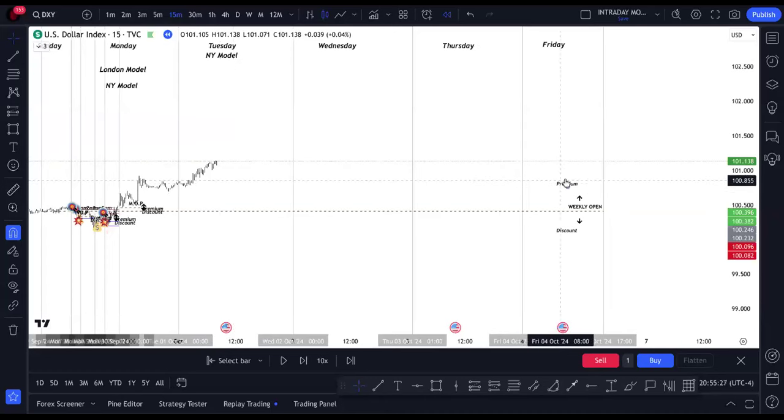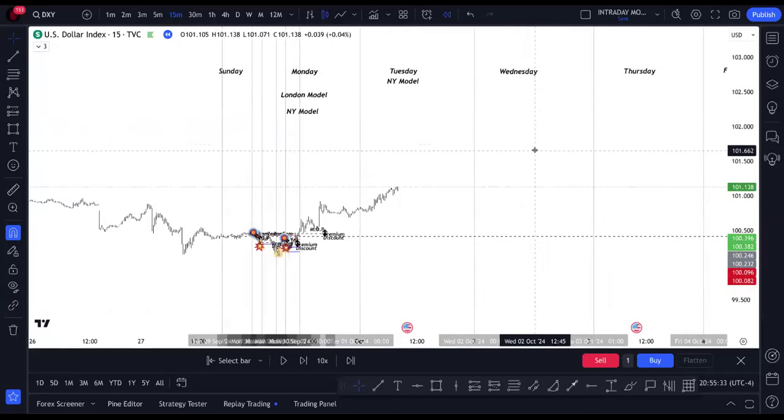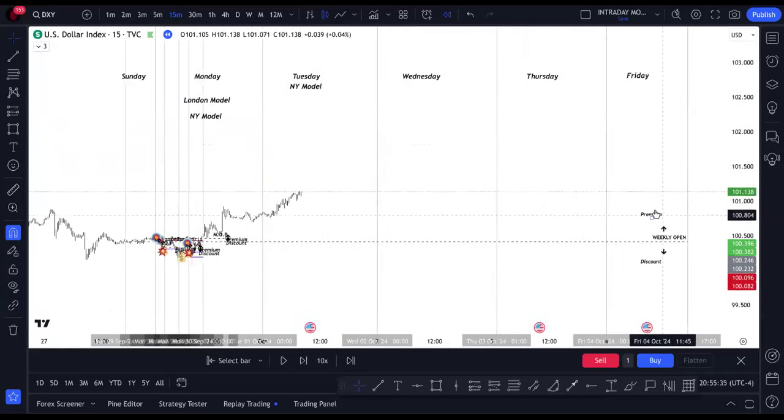But could there also still be selling opportunities in an uptrend? Absolutely. How do we look for it? We look for it during the kill zones. We look for it in premium territory. Via weekly, via day, and via kill zone.